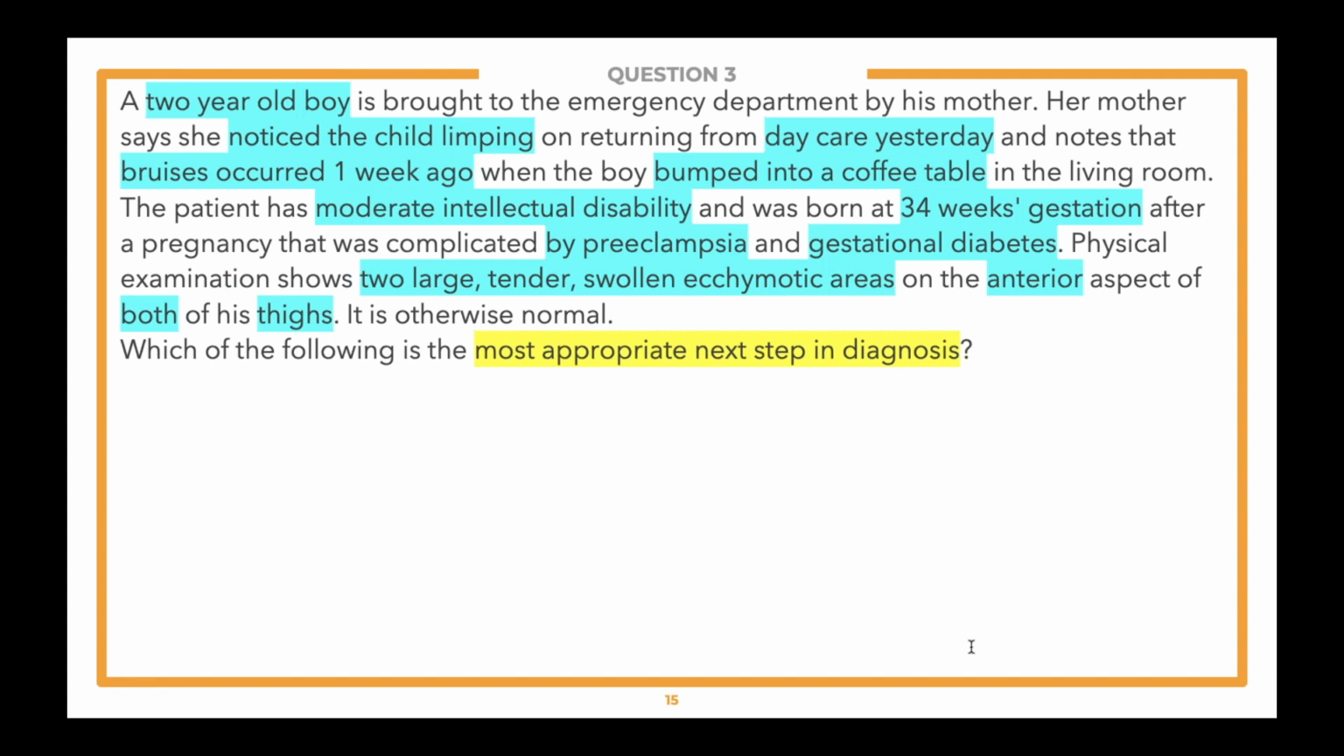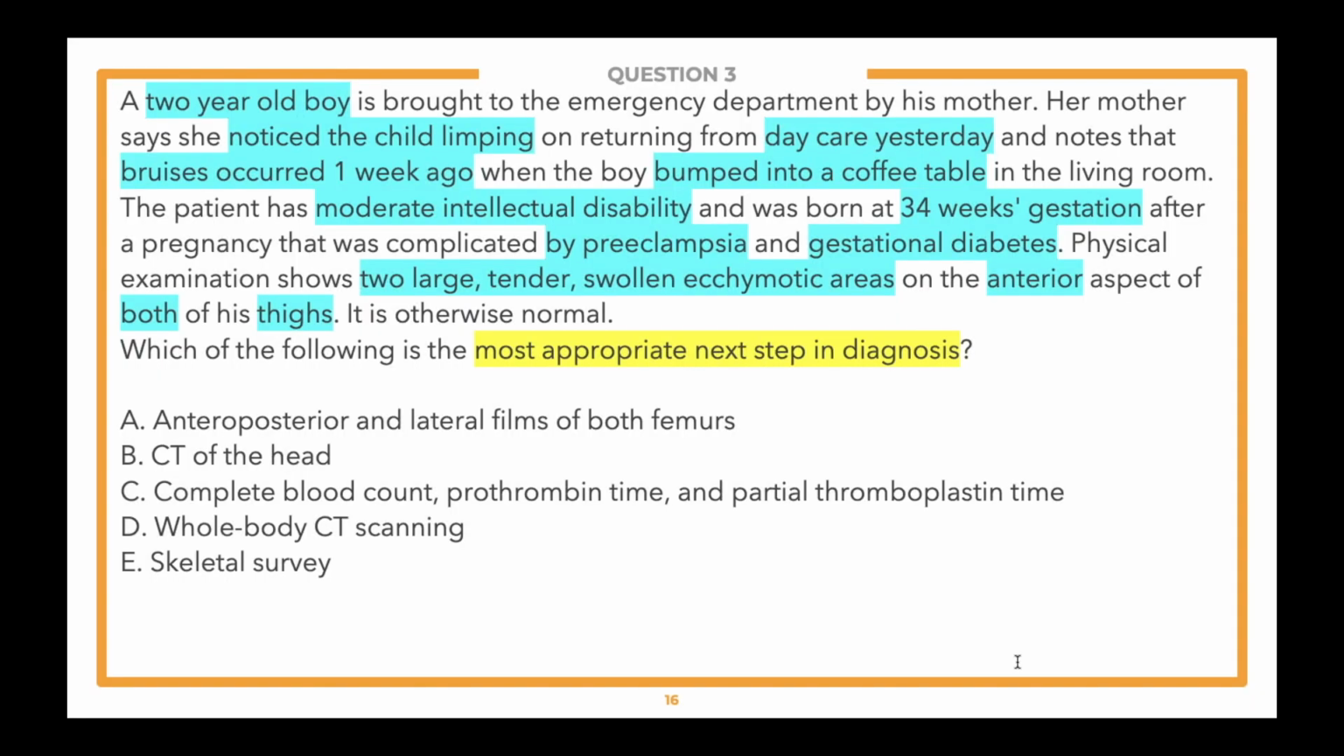I think maybe figuring out what's going on here, and then what would we want to do to diagnose it. Now remember, in Step 2 CK, there is a little bit more of an emphasis on diagnostic modalities, okay? So that's something you're definitely going to see there, okay? So let's go ahead, let's take a look at these answer choices, and let's see what we're working with. Answer choice E, skeletal survey. D, whole body CT scanning. C, complete blood count, prothrombin time, and partial thromboplastin time. B, CT of the head. And A, antero-posterior and lateral films of both femurs.